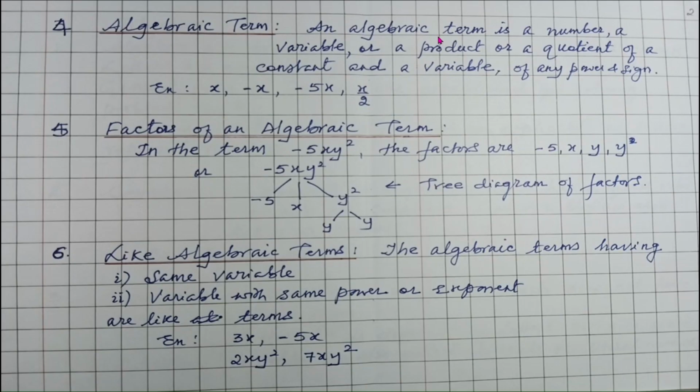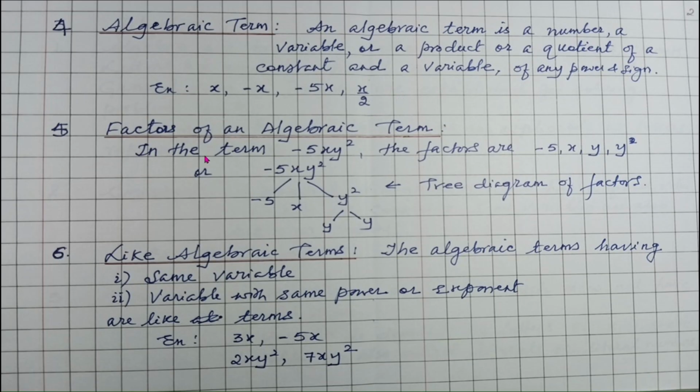Algebraic term. An algebraic term is a number, a variable, or a product or a quotient of a constant and a variable of any power and sign. Now, if you consider these examples here, x is a variable, but x is also an algebraic term. Minus x is an algebraic term. Minus 5x is the product of minus 5 and x. It is an algebraic term. x by 2 is a quotient. x divided by 2 is a quotient, and that also is an algebraic term. And the algebraic variables can be with any power. Even x square is an algebraic term with power 2. So that is how we define algebraic terms.